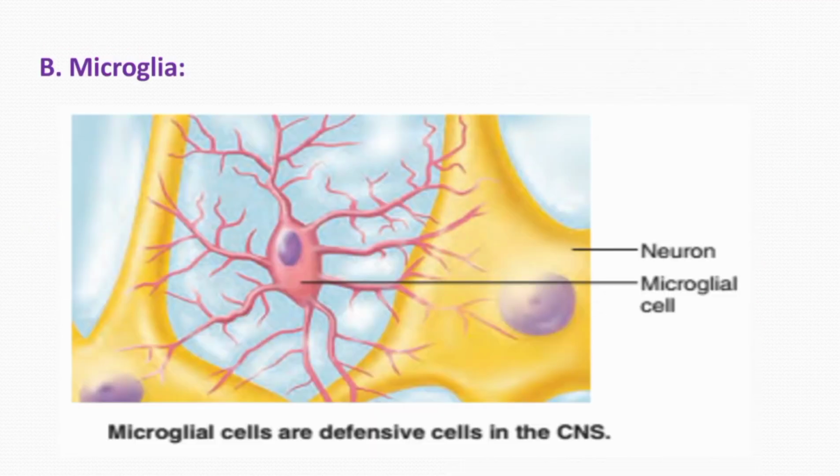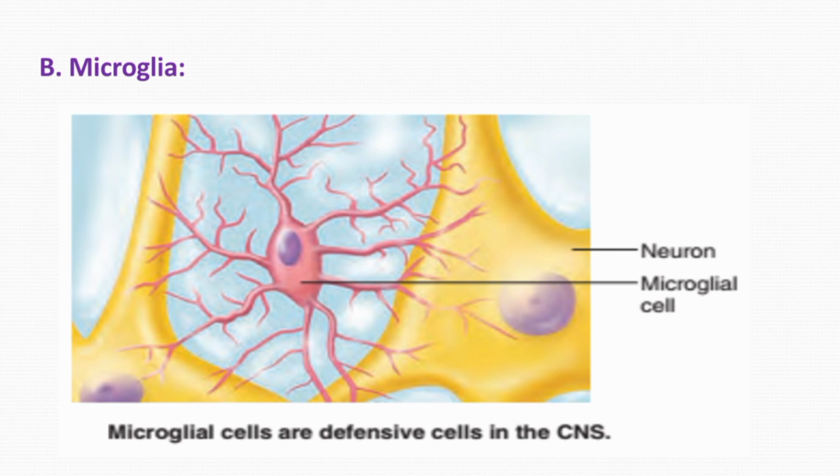Then the other form of the glia cells is microglia. These microglia are basically scavenger cells and resemble tissue macrophages, and they remove debris resulting from injury, infection or any disease. Actually, these microglia arise from macrophages outside the CNS.